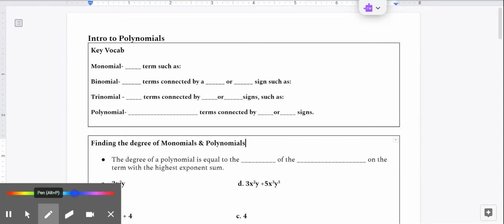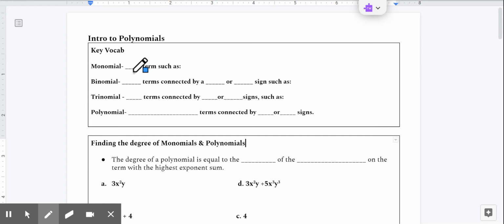Hi guys, today we are going to start our new chapter on polynomials. And so we're going to start with a little bit of new vocabulary. There's some terms here that maybe you've heard of before and maybe you have not. But our first one is the word monomial. A monomial really is just one term.